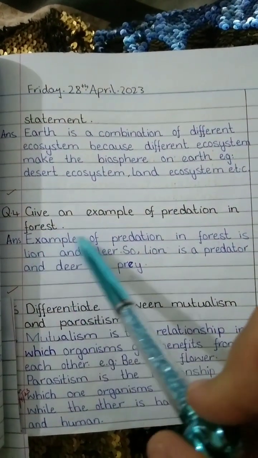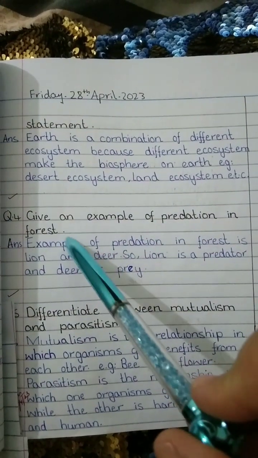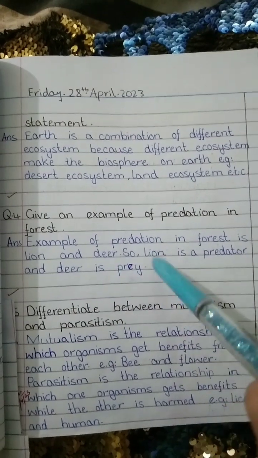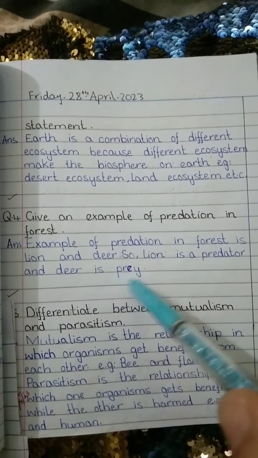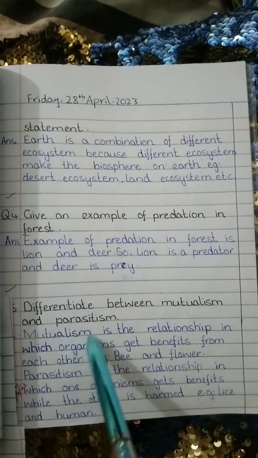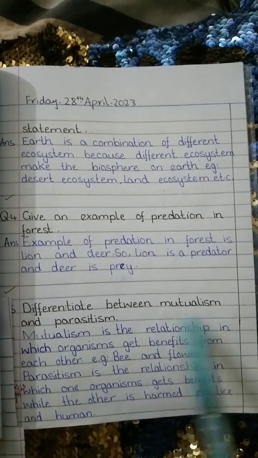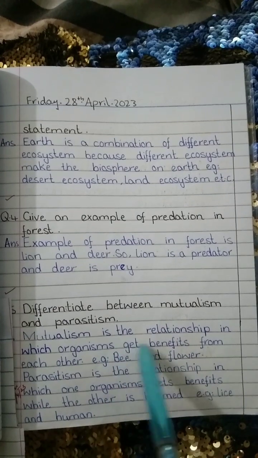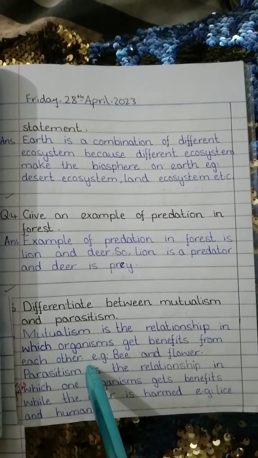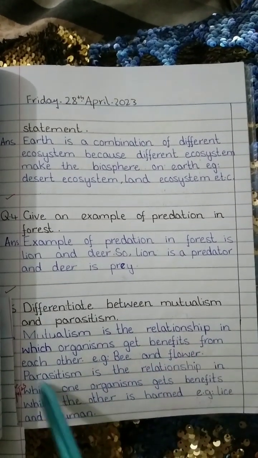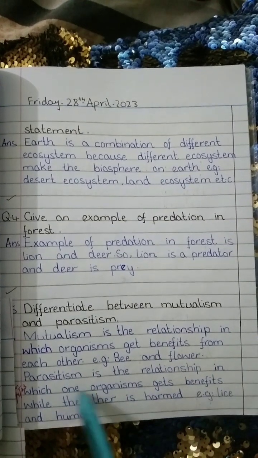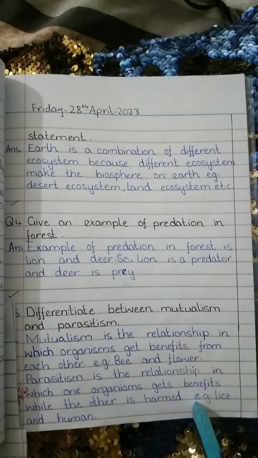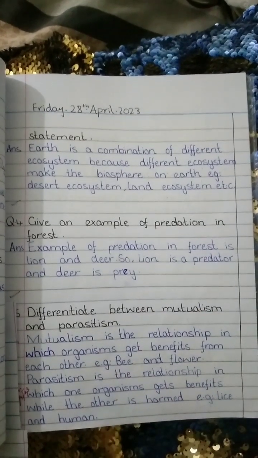Question number 4, give an example of predation in forest. Example of predation in forest is lion and deer. So lion is a predator and deer is prey. Question number 5, differentiate between mutualism and parasitism. Mutualism is the relationship in which organisms get benefits from each other. For example, bee and flower. Parasitism is the relationship in which one organism gets benefits while the other is harmed. For example, lice and human.